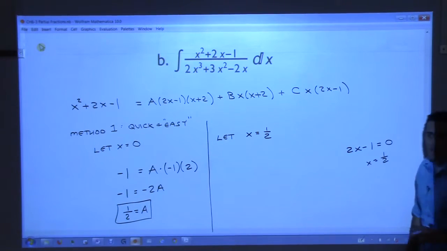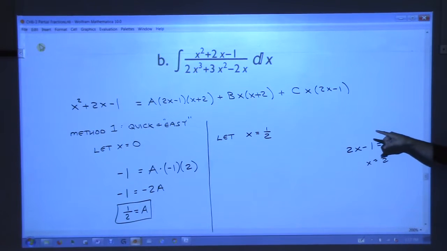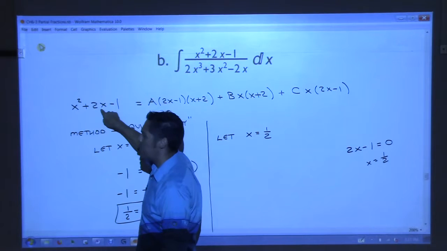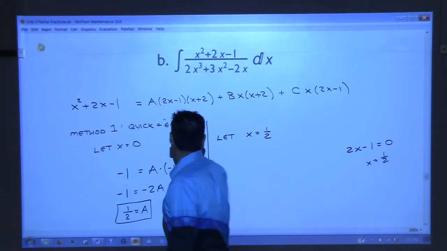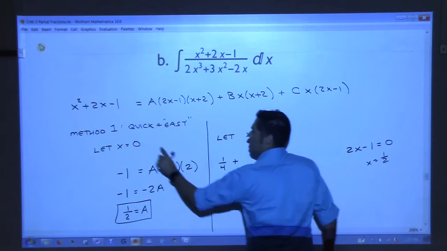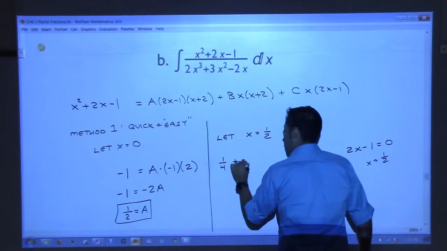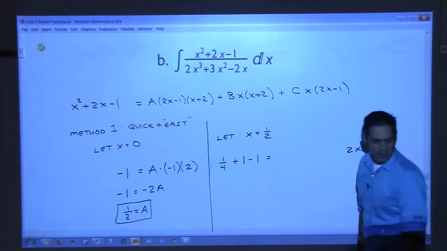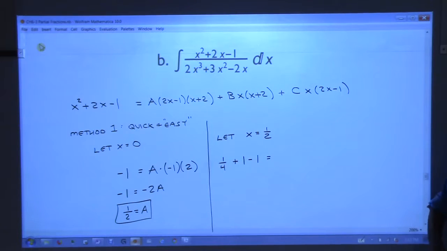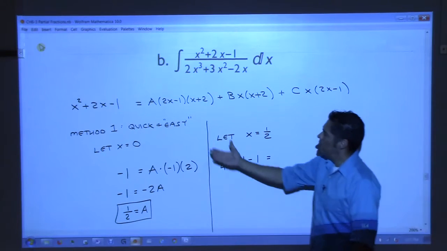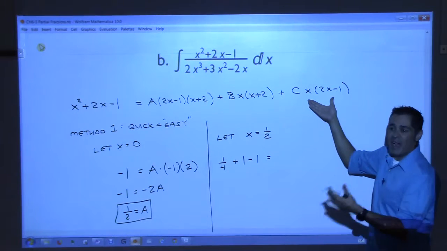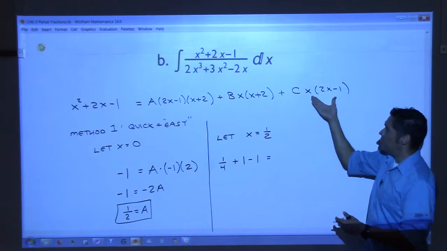Now it's going to kind of suck when I do this on the left side because I'm going to have fractions. Okay, so x is 1/2. I need to put 1/2 here and 1/2 here. So what's 1/2 squared? 1/4 plus, 2 times 1/2 is 1, and then minus 1. So the left side is just going to be 1/4. The right side, what about this one? 0, right? This one? 0, okay? By our choice of x, that's 0 and that's 0.